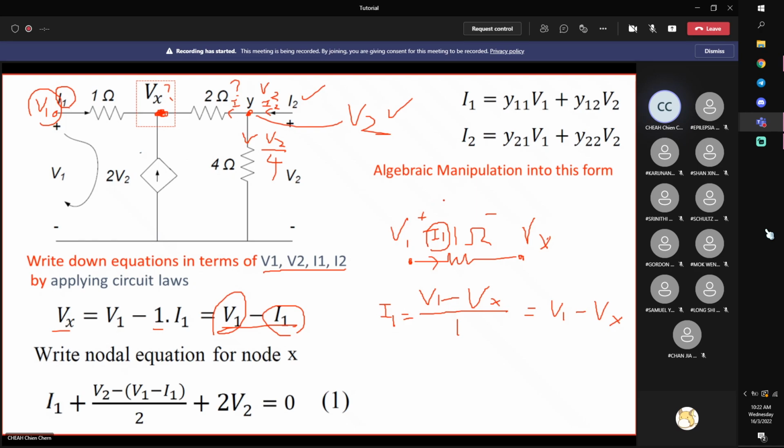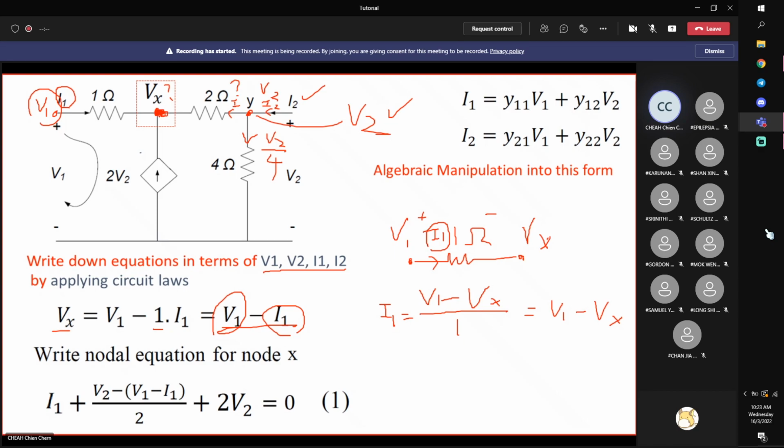Any questions? So now I have expressed my node voltage in terms of my two-port network variables, so that the rest will be easy. When I perform nodal analysis, I can write down equations in terms of my two-port network variables, the 4 variables. So let's proceed to write down the equations.